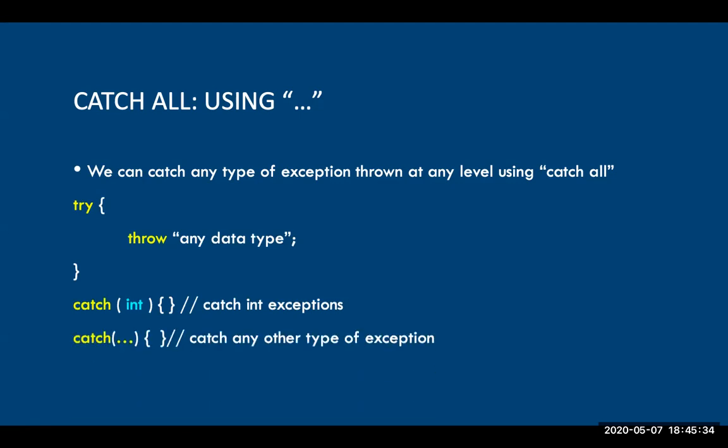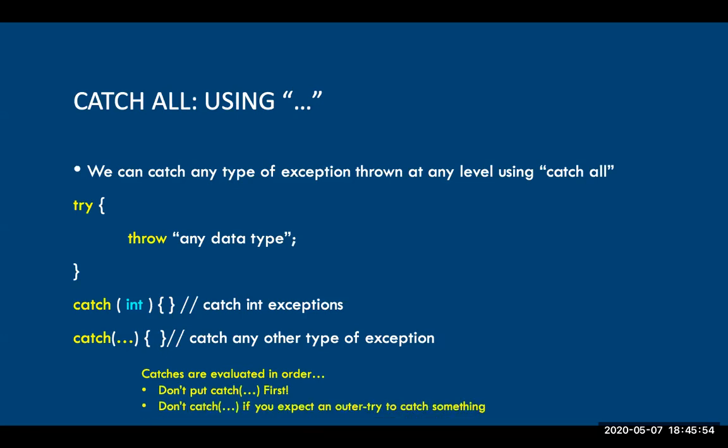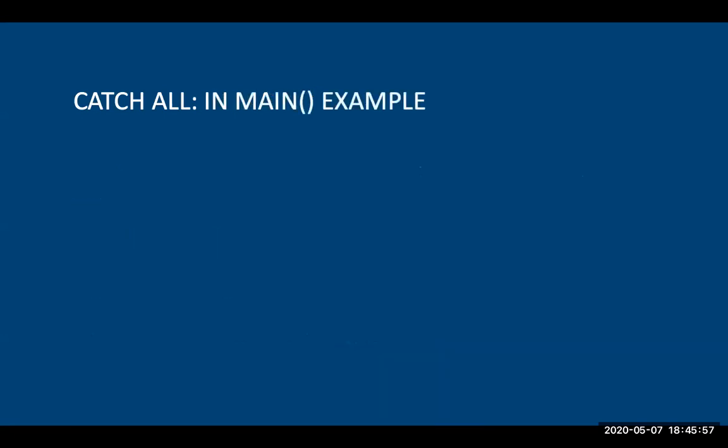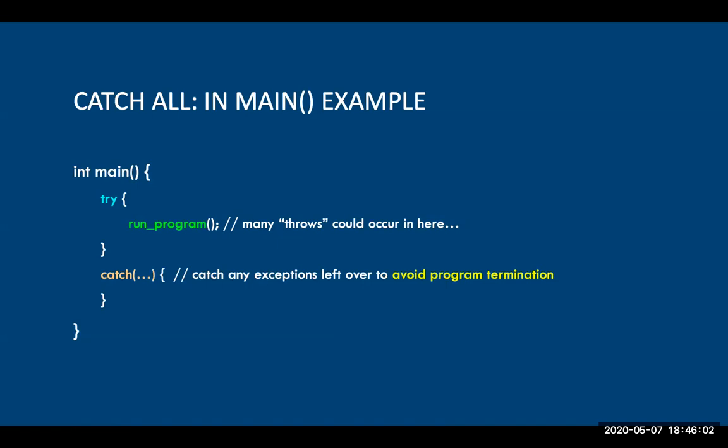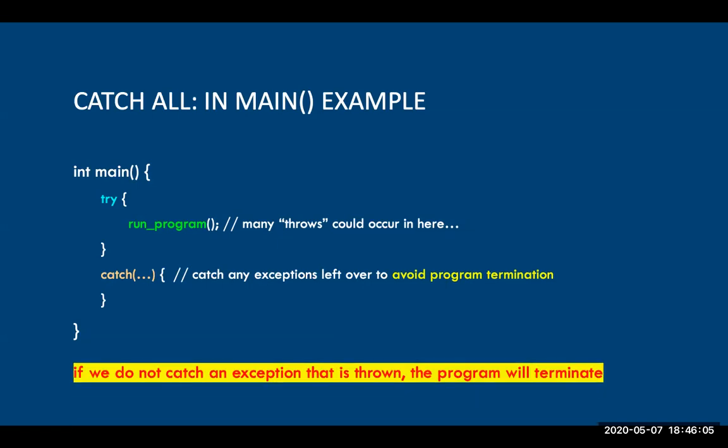So if it's not an int that gets caught, I can then do the dot, dot, dot and say, uh-oh, uncaught, or random catch. Don't know what to do here. Please look more closely before you ship the code, kind of thing. Okay. So you always want to be careful with the order of that. So that's just an FYI catch-all. And of course, as we said, if you don't catch something, the program will terminate.